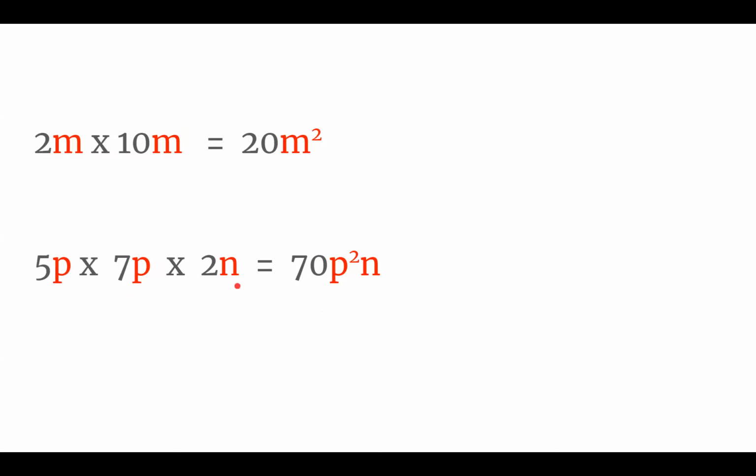The last term had an n, which was not a like variable. So the n came as it was with the same power 1. So even if you see, if I don't even write a 1 here as a power, it will still remain a power 1.